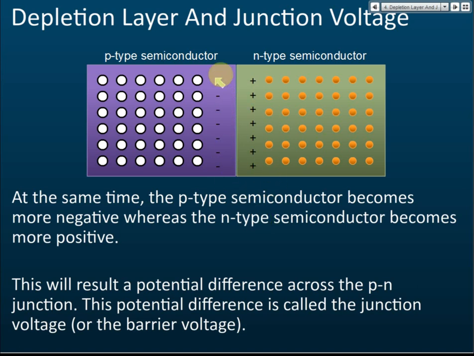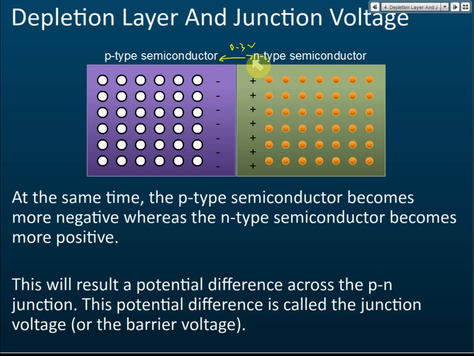When the charge accumulates around the p-n junction, this will produce a potential difference across the p-n junction. More and more negative charge accumulates here, and more positive charge accumulates here, and this produces a potential difference against it. For silicon it is usually 0.7 volt, and for germanium it is 0.3 volt, something like that. Let's say this is 0.3 volt. The voltage can be different, depending on how many holes and how many electrons there are here, whether it is lightly doped or heavily doped.